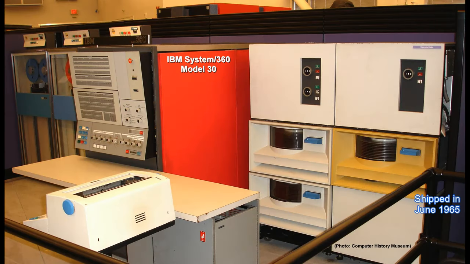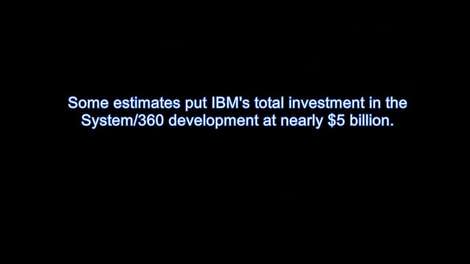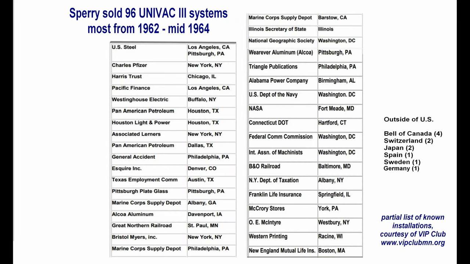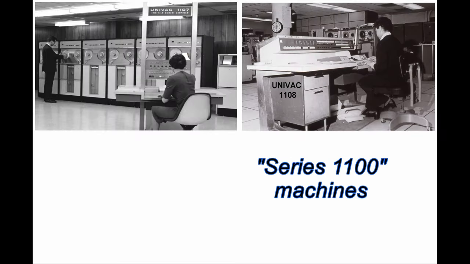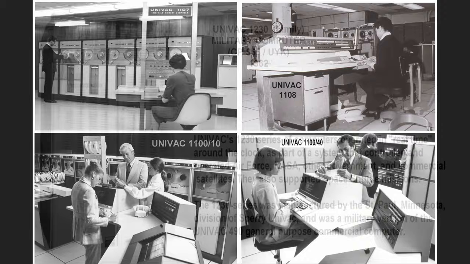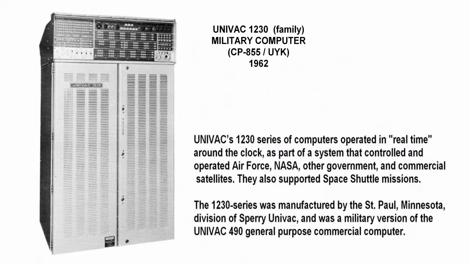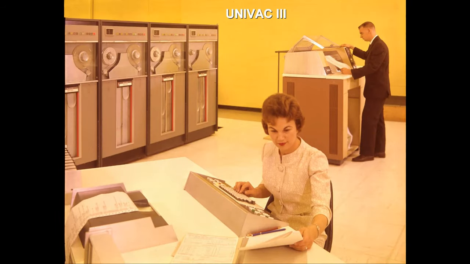IBM also spent millions in designing and marketing the 360 line, helping to lure customers away from Sperry UNIVAC and other competitors. Of the 96 machines sold, here is a list of some of the known customers. In terms of total market sales, Sperry Rand did much better with their Series 1100 machines, as well as their significant sales of specialized military computers over the years. The UNIVAC III, however, remains a historic milestone in their early product line.